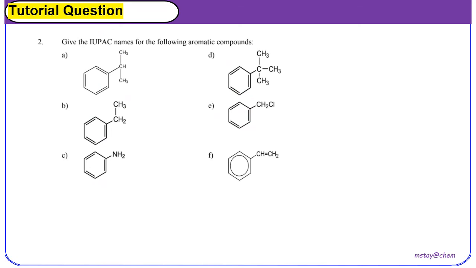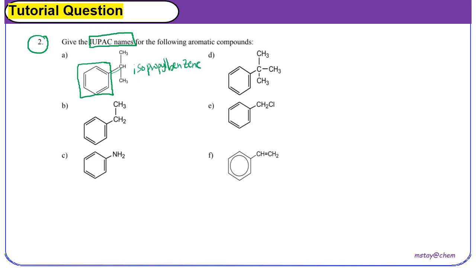Okay, now we look at tutorial question number 2. Now they give us the structure and we need to give the IUPAC name. Okay, so very obvious. For this case, the benzene will be the parent because the carbon-carbon single bond has the lowest priority. And then we have this substituent with 3 carbons, propyl. But this propyl is not a straight chain propyl, but it has a branch, because it is bonded to the second carbon. So this one is isopropyl benzene.